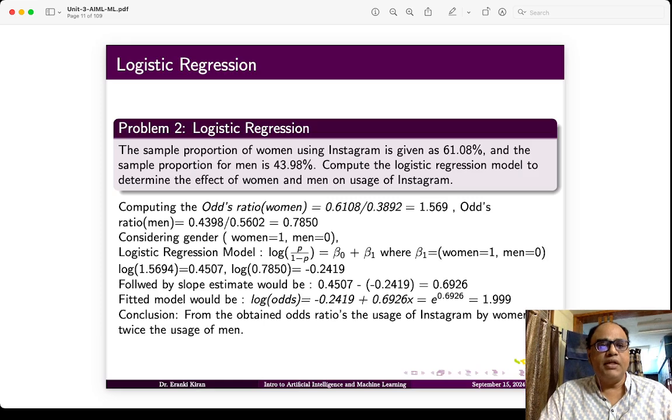So with this, I will stop. With this, we come to the end of the lecture on regression problems.